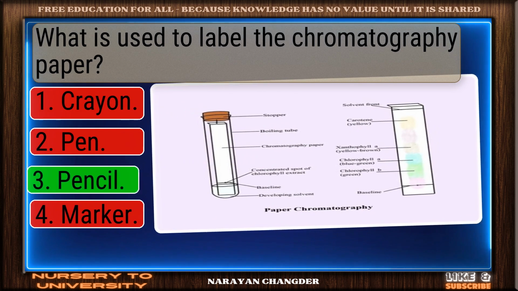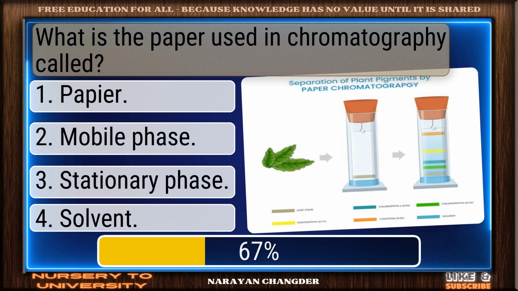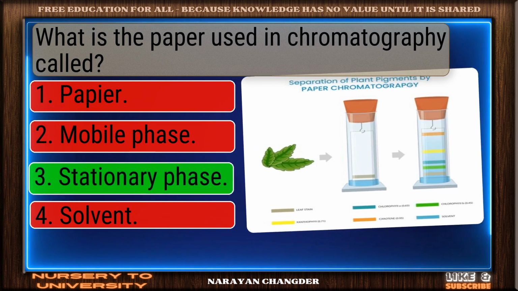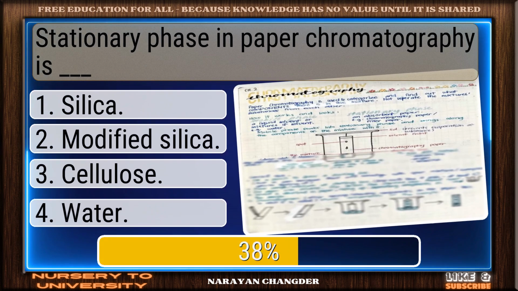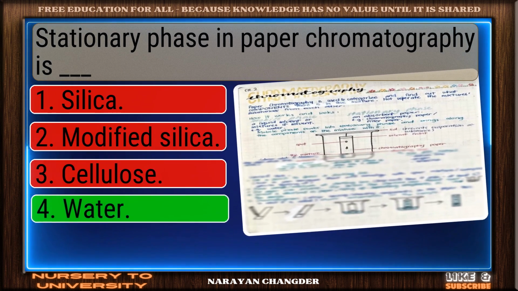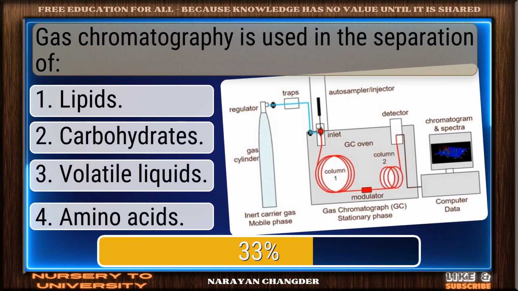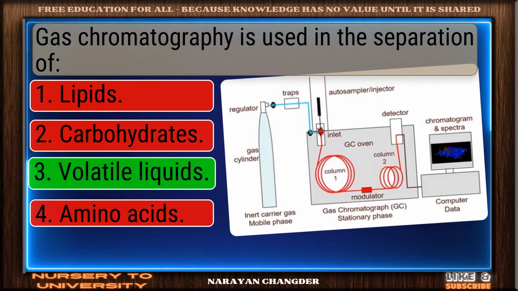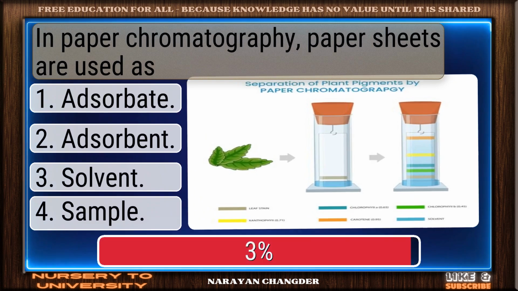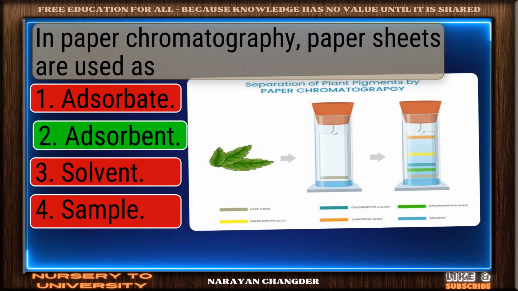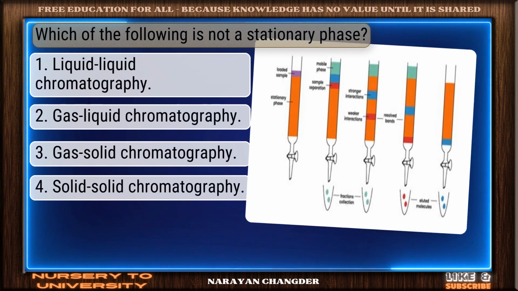Valid point, pencil. What is the paper used in chromatography called? Good job, stationary phase. Stationary phase in paper chromatography is dash. Perfect choice, water. Gas chromatography is used in the separation of... On track, volatile liquids. In paper chromatography, paper sheets are used as... Well supported, adsorbent. Which of the following is not a stationary phase?